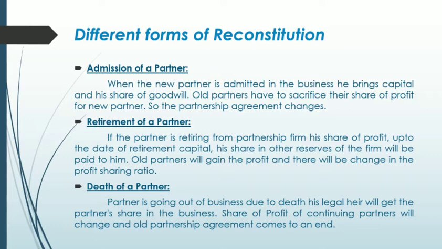Third one is death of partner. The partner is going out of business due to death. His legal heir will get the partner's share in the business. The share of profit of continuing partners will change and the old partnership agreement comes to an end. Here, the death of a partner or sometimes retirement of a partner may cause the dissolution of the partnership firm also.